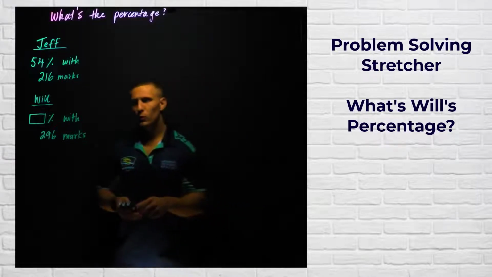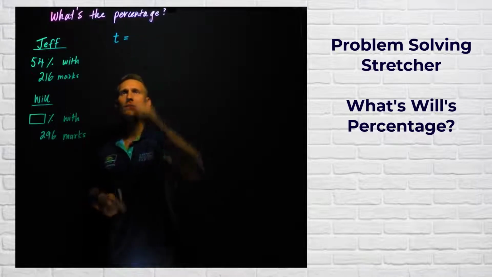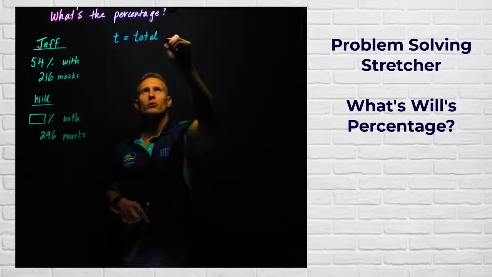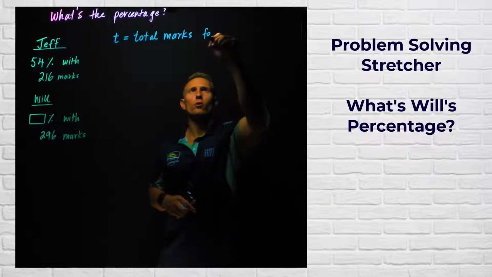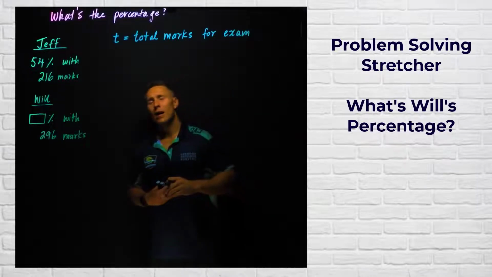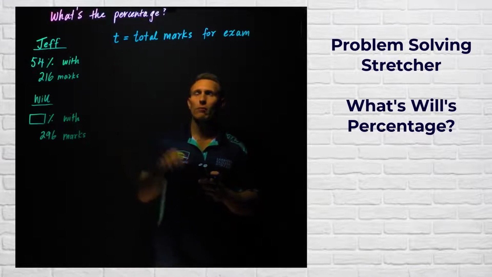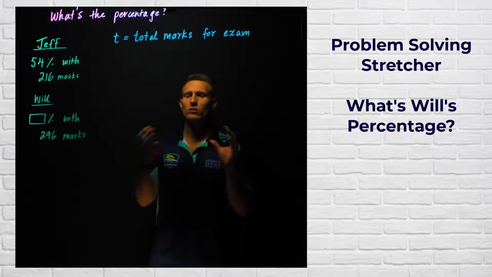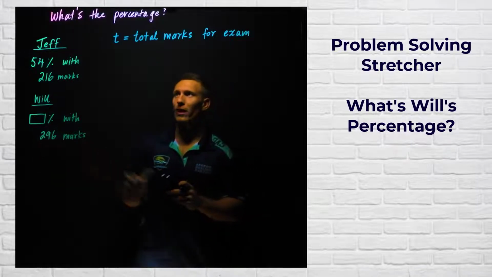We're going to say that the letter T is going to be our total number of marks for the exam. So we're going to set up an equation where we've got some numbers and our variable t, and we're going to use our algebraic skills to solve this equation, and then use that information to work out the percentage.